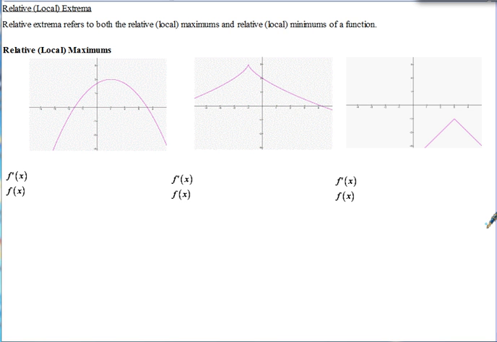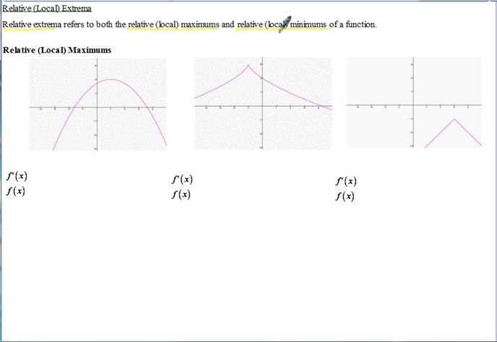These are notes for AP Calculus on the topic of relative extrema, which are also called local extrema. Relative or local extrema refer to both the relative, or local, maximums and the relative, or local, minimums of the function. Relative and local are used interchangeably here, so they mean the exact same thing.